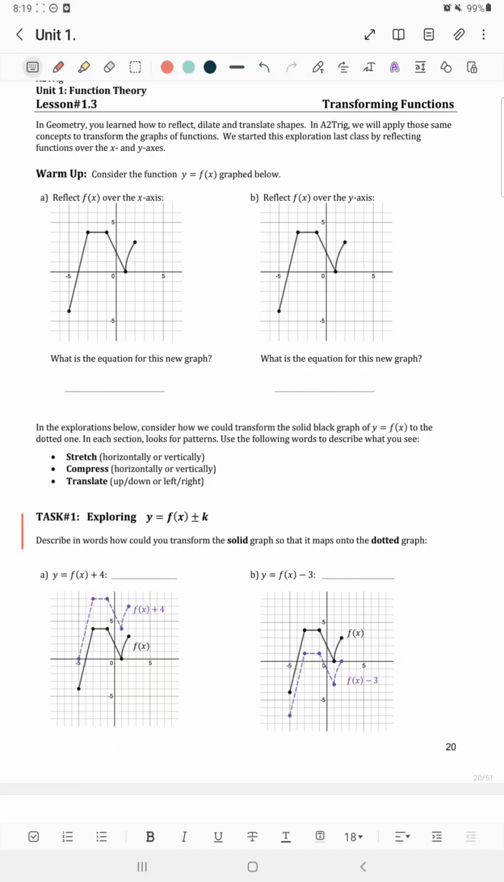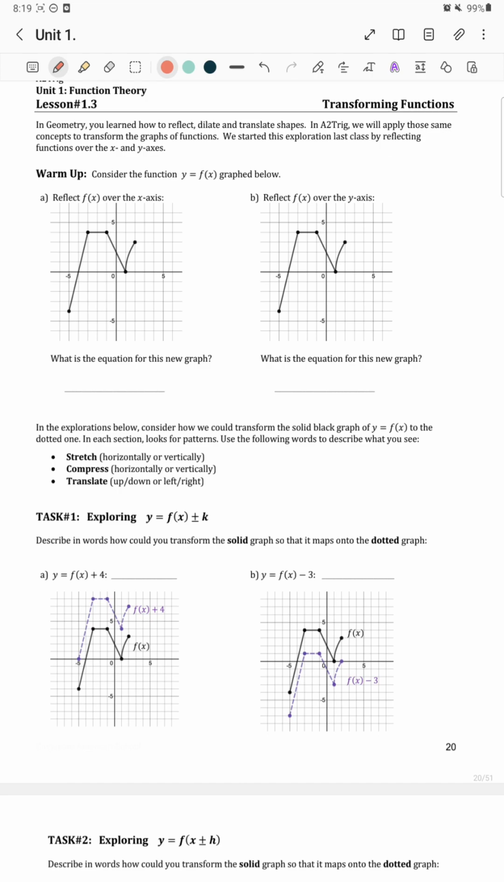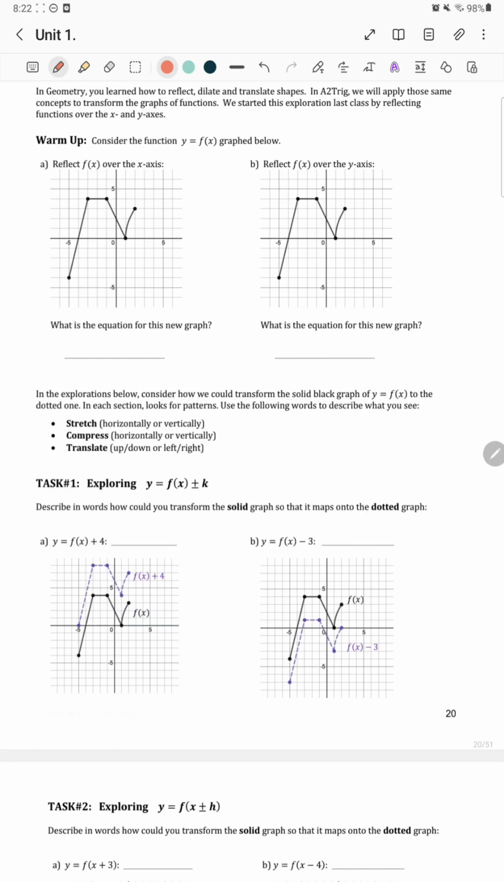Consider the function y is equal to f of x graphed below. Reflect f of x over the x-axis. In the last worksheet and in the last video, I explained how to do this. So in this worksheet we will do the y-axis.